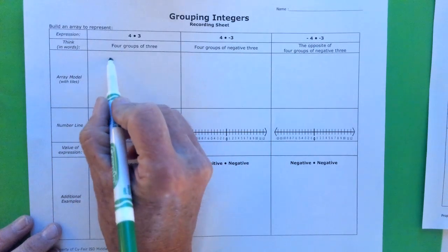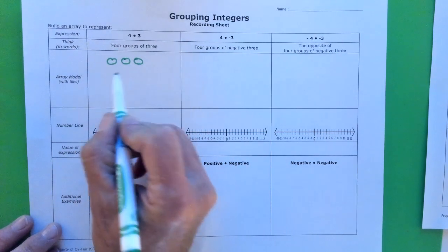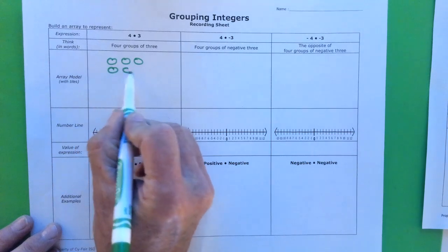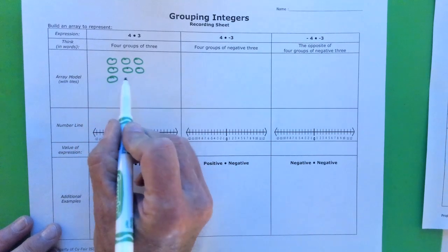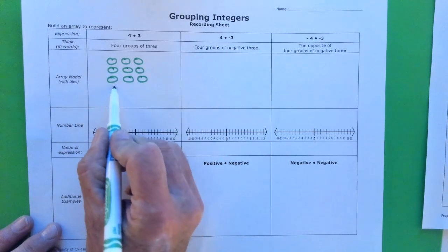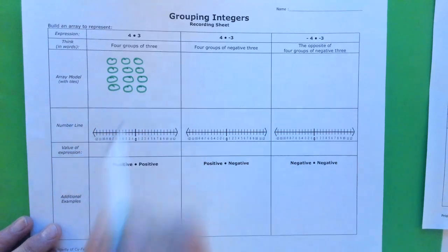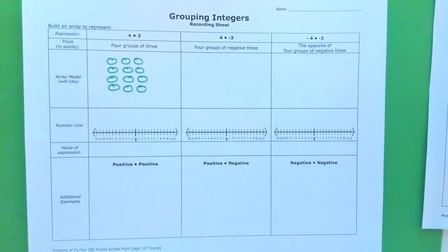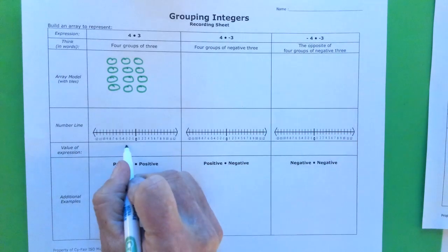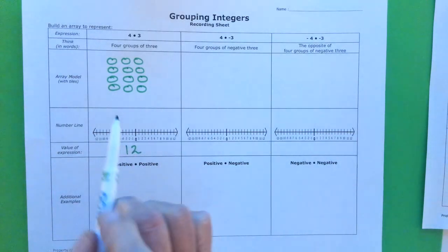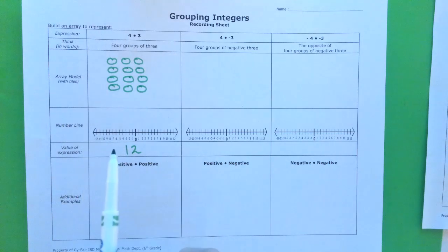So if you think about having 1 group of 3, 2 groups of 3, 3 groups of 3, 4 groups of 3. That's what 4 times 3 looks like. The value of the expression, 4 times 3, would of course give us 12, because if I have 4 groups of 3, I have 12 tiles.